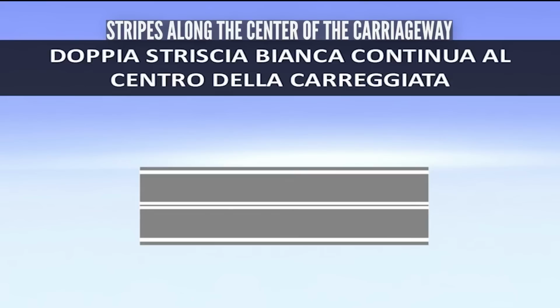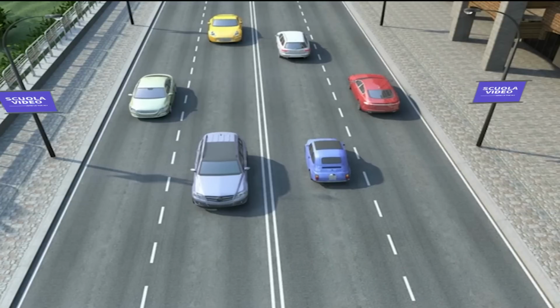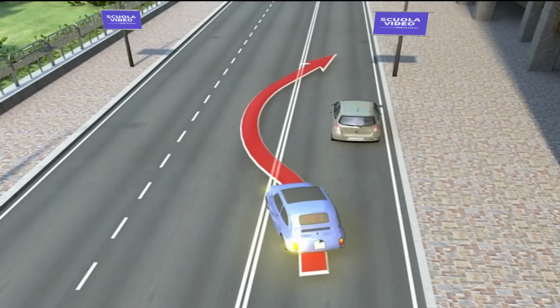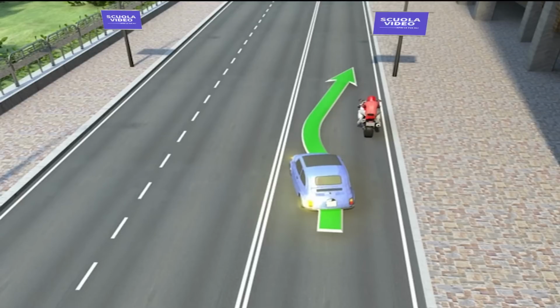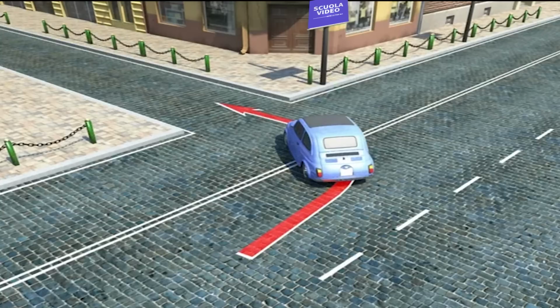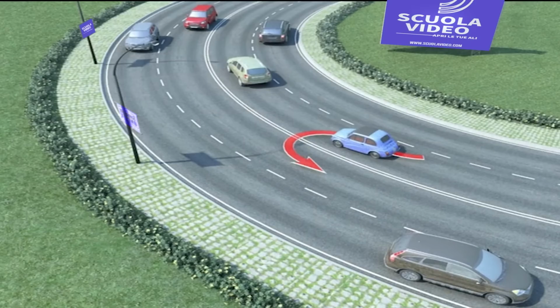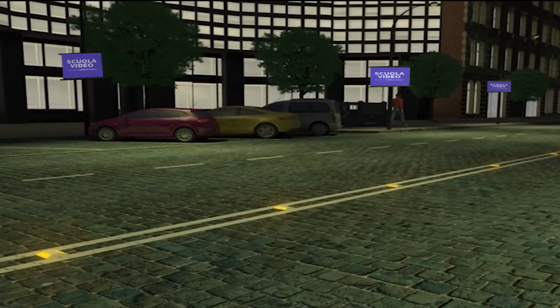Doppia striscia bianca continua al centro della carreggiata. Continuous double white stripe in the center of the carriageway. The double continuous strip in the figure divides the traffic directions on two-way roads, with carriageways with more than two lanes. It cannot be overcome, for example, to overtake. However, it allows overtaking without overtaking it. Unless otherwise indicated, it does not allow you to turn left and does not allow you to make a U-turn. Finally, it can be integrated with nails or retroreflective diopters, useful to further signal the prohibition of exceeding.